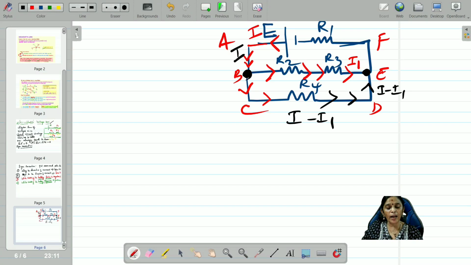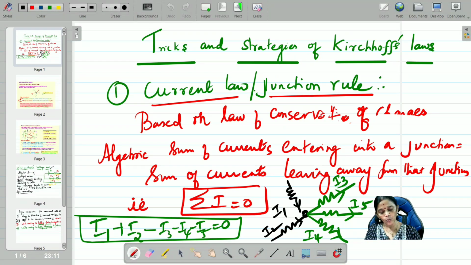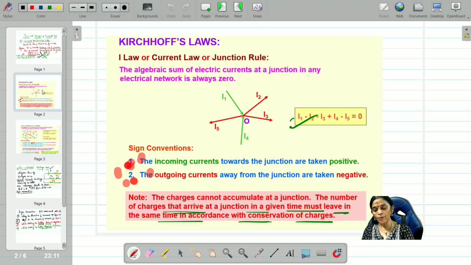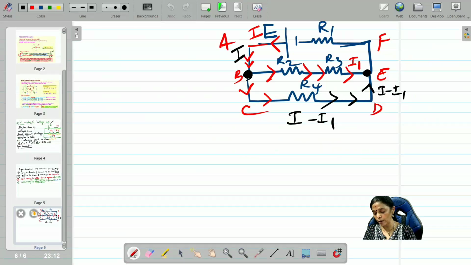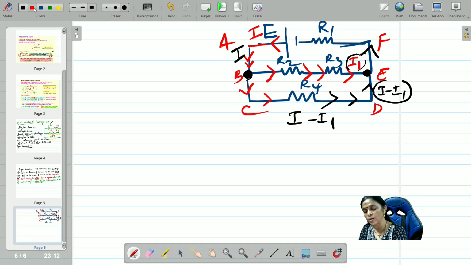Both add up together. How do you know it is to be added? Now only we have learnt. The current which is entering into the junction is taken as what? Positive. The current which is leaving away from the junction, what do you take it as? Negative. The incoming current toward the junction is taken as positive. The outgoing current is negative. So, same thing I am just following. So, now here I minus I1 plus I1, add both. When you add both, what you get? Again you will get the same I over here.